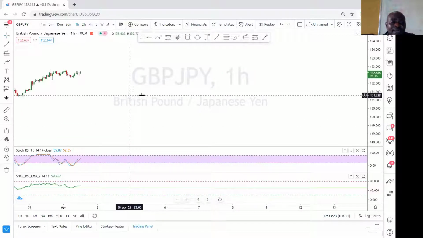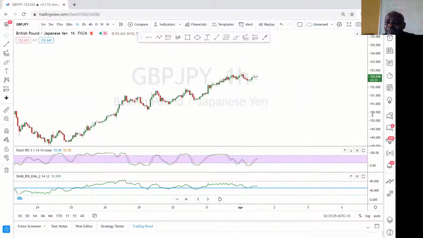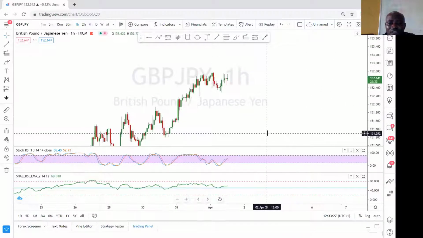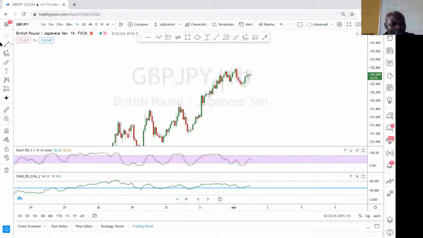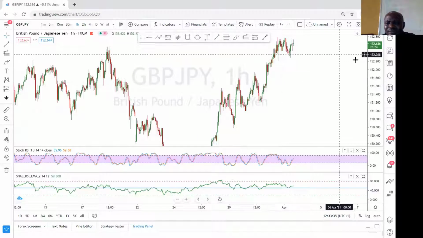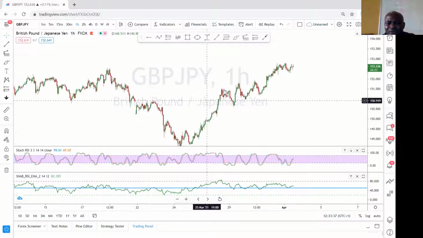Although I don't like to buy it. But if we have this structure, guys, you can even buy it. Let me look at it very well. You have this.